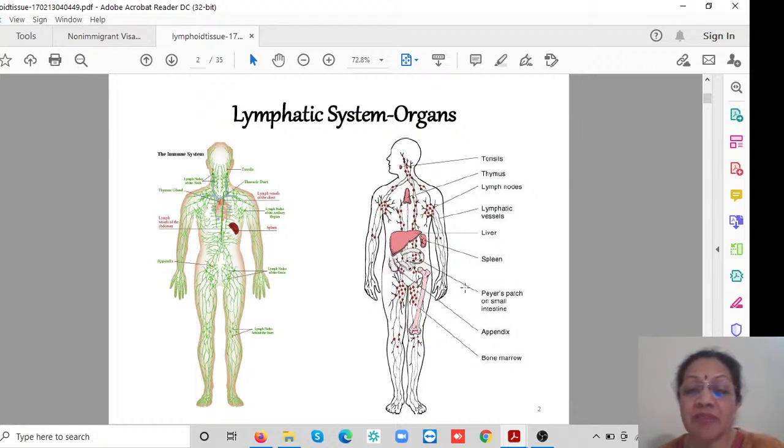So we have lymphatic vessels throughout. The liver is an important lymphoreticular organ. The spleen is one organ. Underneath the epithelium lining of the small intestine, there are aggregates of lymphoid tissue which are called Peyer's patches. They are one important organ. The appendix in the digestive tract is considered to be an important lymphoid organ, and bone marrow is where the three classes of blood cells are anyway being produced. In some ways, that also makes it a lymphoid organ.